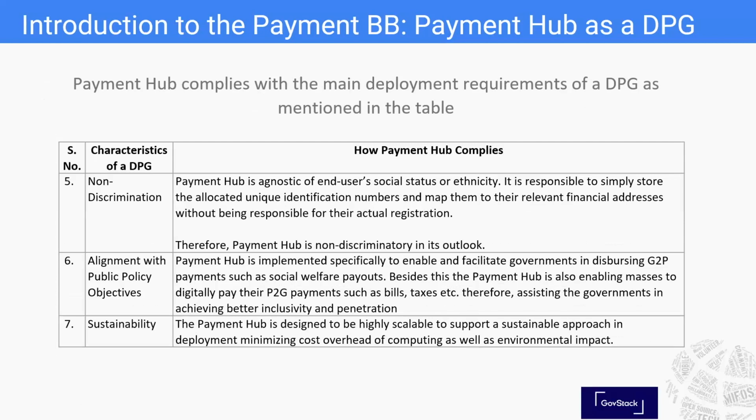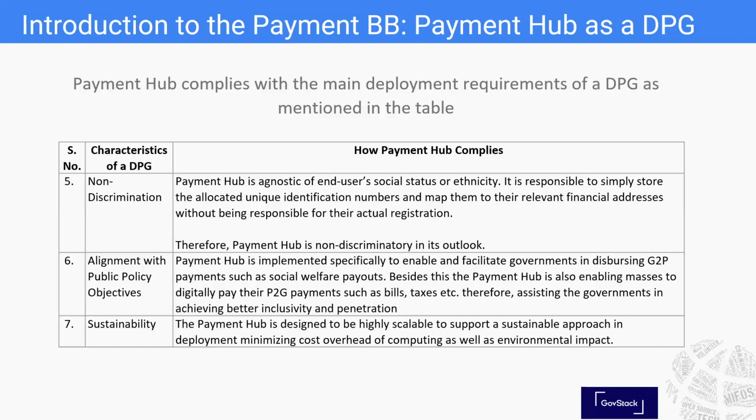Payment Hub is absolutely agnostic of the end user's status, ethnicity. It does not discriminate in any way. In fact, by being open source, you can say it promotes inclusivity. Also, by the implementation of the identity account mapper and unique identification numbers, now actually you're not even passing financial information back and forth between the registry and the payments building block. So it's non-discriminatory in even that data flow that comes across.